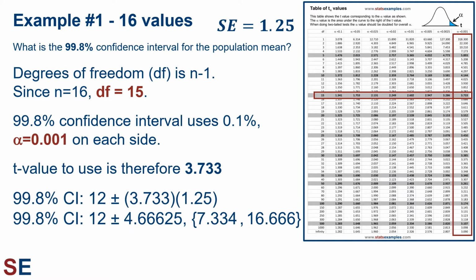Our 99.8% confidence interval will be 12, the sample mean, plus or minus 3.733, our t-value, multiplied by 1.25, our standard error. Multiplying this out gives us 12 plus or minus 4.66625, which would give us a range of 7.334 to 16.666 for our 99.8% confidence interval. We can then say, based on our sample data, that we are 99.8% confident that the population mean is somewhere between 8.316 and 15.684. There is a 0.2% chance that it's not in that range, but the probability that it's inside our confidence interval is almost 1.